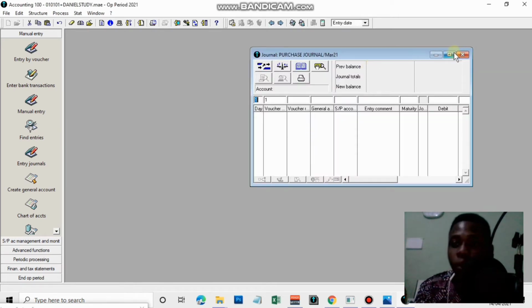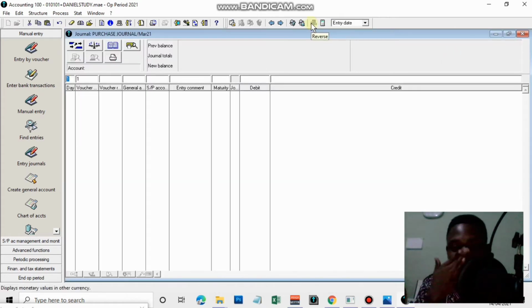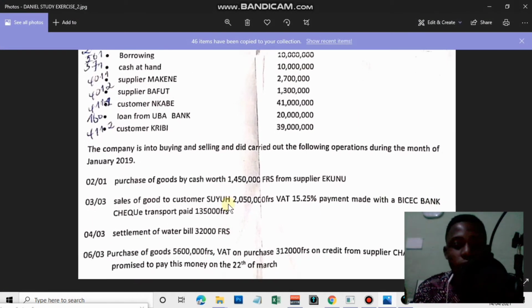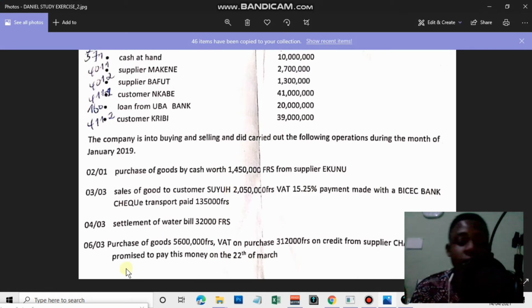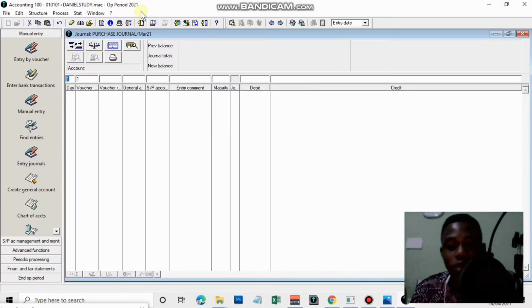So we're going to open the purchase journal. Here the first thing is a date. When did the first transaction occur in the purchase journal? The first date in the purchase journal was the 6th of March: purchase of goods, VAT distinct, supplier charge, but the payment was made on the 22nd. So here was the 6th. We'll just put 6 and press the tab key. The voucher we'll just keep, both vouchers.